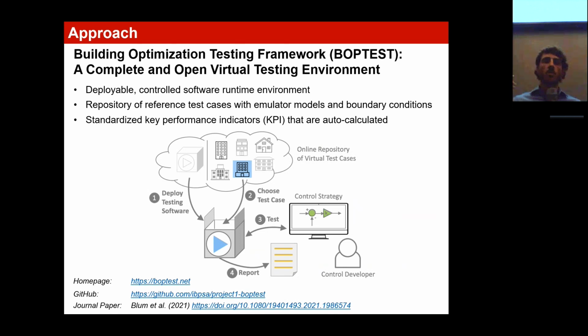simulate and interact with that test case, that virtual building, with your control strategy as closely as possible to how you would with a real building. And then based on the data that's generated during that simulation test, we calculate a KPI report that is able to be provided to users. So that's the general framework.